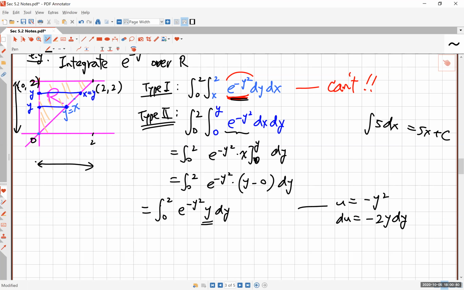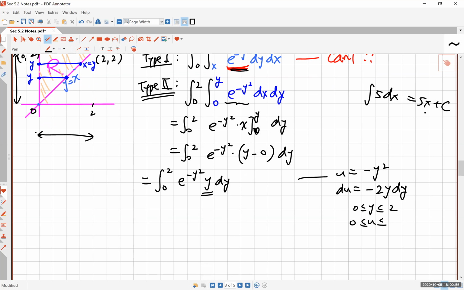Now, y is supposed to go from 0 to 2. So now you say u goes from 0 to what? Actually, maybe I should not do u is equal to negative y squared. Let's let u be y squared. I think that makes a little better sense. That's okay, this is fine. So the point is, as y goes from 0 to 2, u goes from 0 to negative 4. Let's keep that in mind. And so now we get to do this.